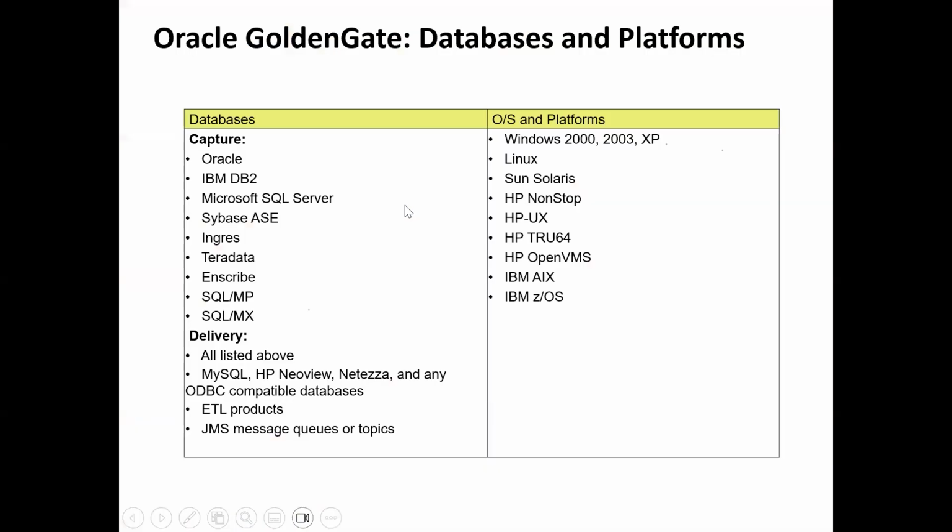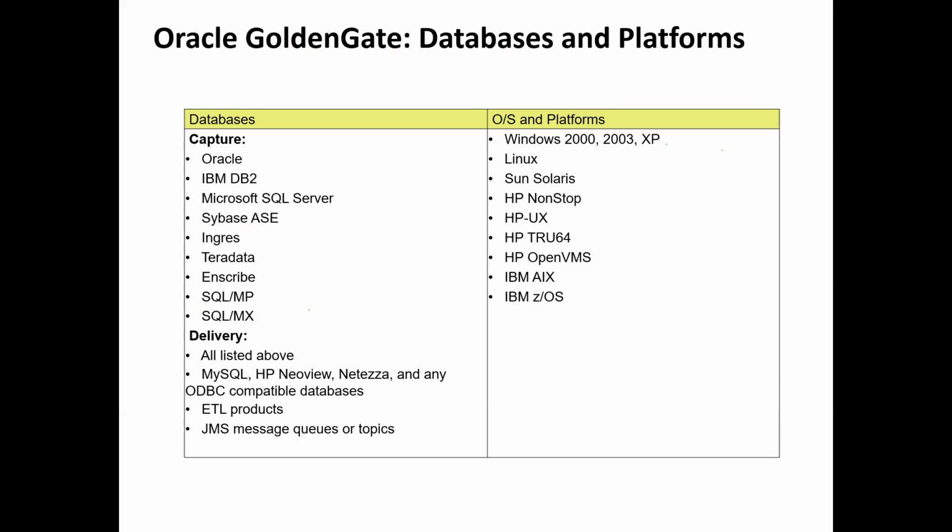Okay, so now Goldengate supports capture and delivery to multiple source and target databases, a few of which are listed: Oracle, DB2, SQL Server, Sybase, Ingres, Teradata, Enscribe. This is the Enscribe database for which Goldengate was initially developed. When Goldengate was initially developed, it was a solution for ATM networks. So ATMs use the Enscribe database.